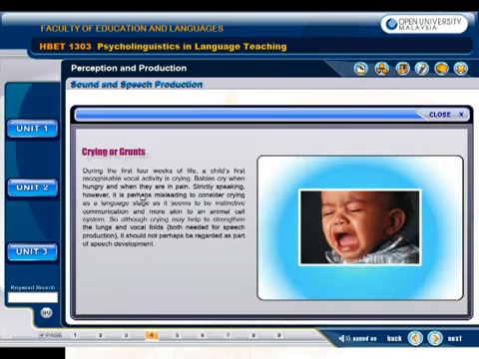During the first 4 weeks of life, a child's first recognizable vocal activity is crying. Babies cry when hungry and when they are in pain. Strictly speaking, however, it is perhaps misleading to consider crying as a language stage, as it seems to be instinctive communication and more akin to an animal call system. So although crying may help to strengthen the lungs and vocal folds, both needed for speech production, it should not perhaps be regarded as part of speech development.